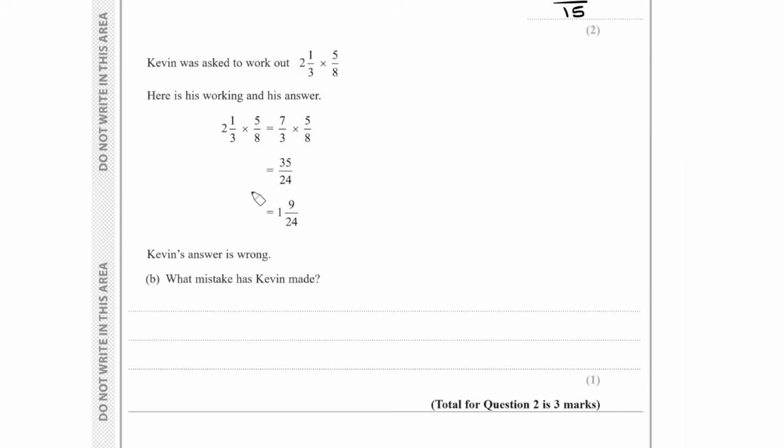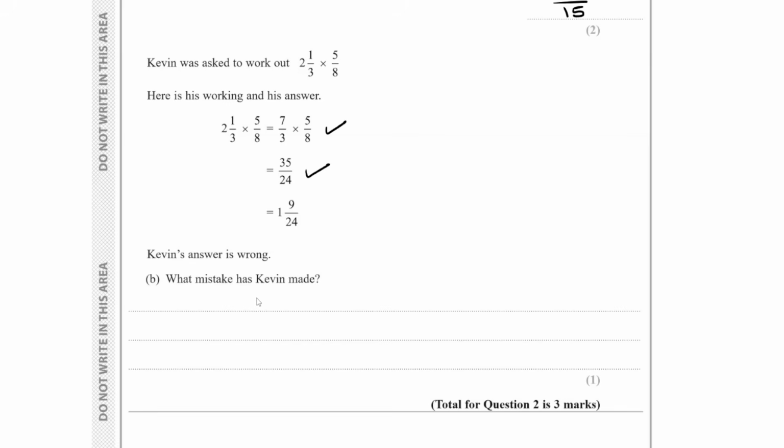So he's obviously converted the first mixed number into an improper fraction. 2 times 3 would be 6, add 1 is 7, so yes, that's fine. He's then multiplied them. 7 times 5 is 35, and then 3 times 8 is 24, also correct. And then converting it back into a mixed number, this is where I would say the problem is, because 24 does go into 35 once, but the remainder is not 9, the remainder is actually 11.